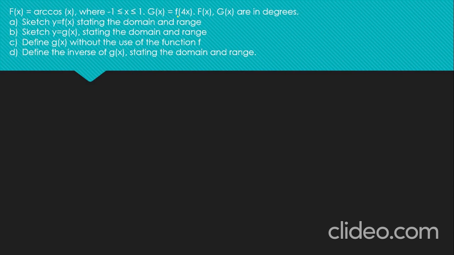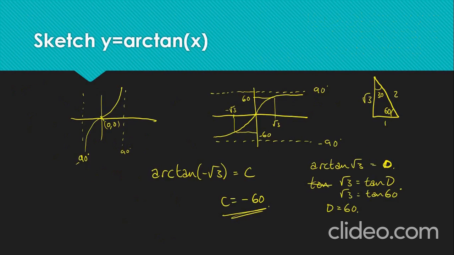g of x is equal to f of 4x. Weird. Okay, we're working in degrees. So we're going to first sketch y equals f of x, and state the domain and the range. Well, we should know what arc cos looks like. We can have a little look back if we want to.